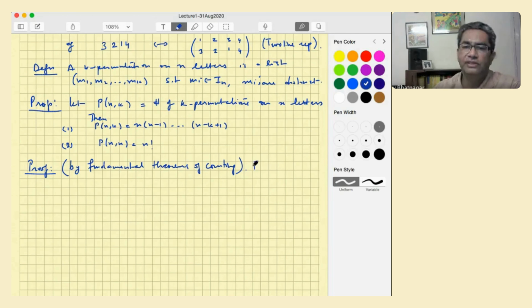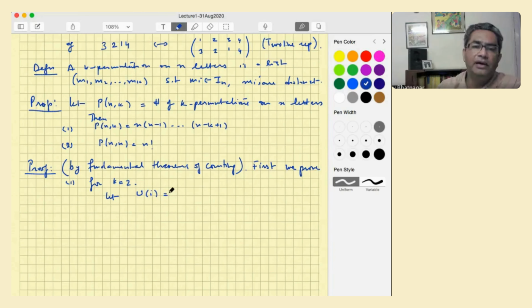So let us first prove it. Prove 1 for k equal to 2. What I do is I take U_i to be the set of (i, a), where i is fixed, a belongs to I_n, and a is not equal to i.